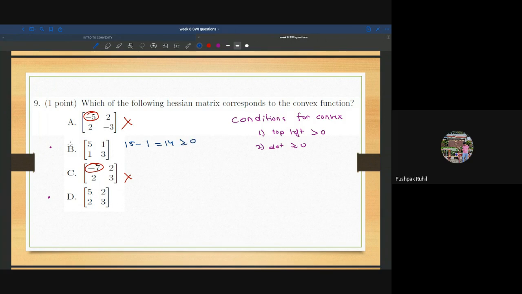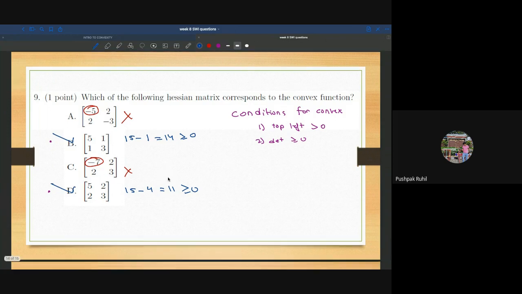So yes, B is a Hessian matrix corresponding to a convex function. In the D part, we have the determinant equal to 15 minus 4 equals 11, which is again more than or equal to 0. So D is also a Hessian matrix corresponding to a convex function. I hope it is clear to everyone.